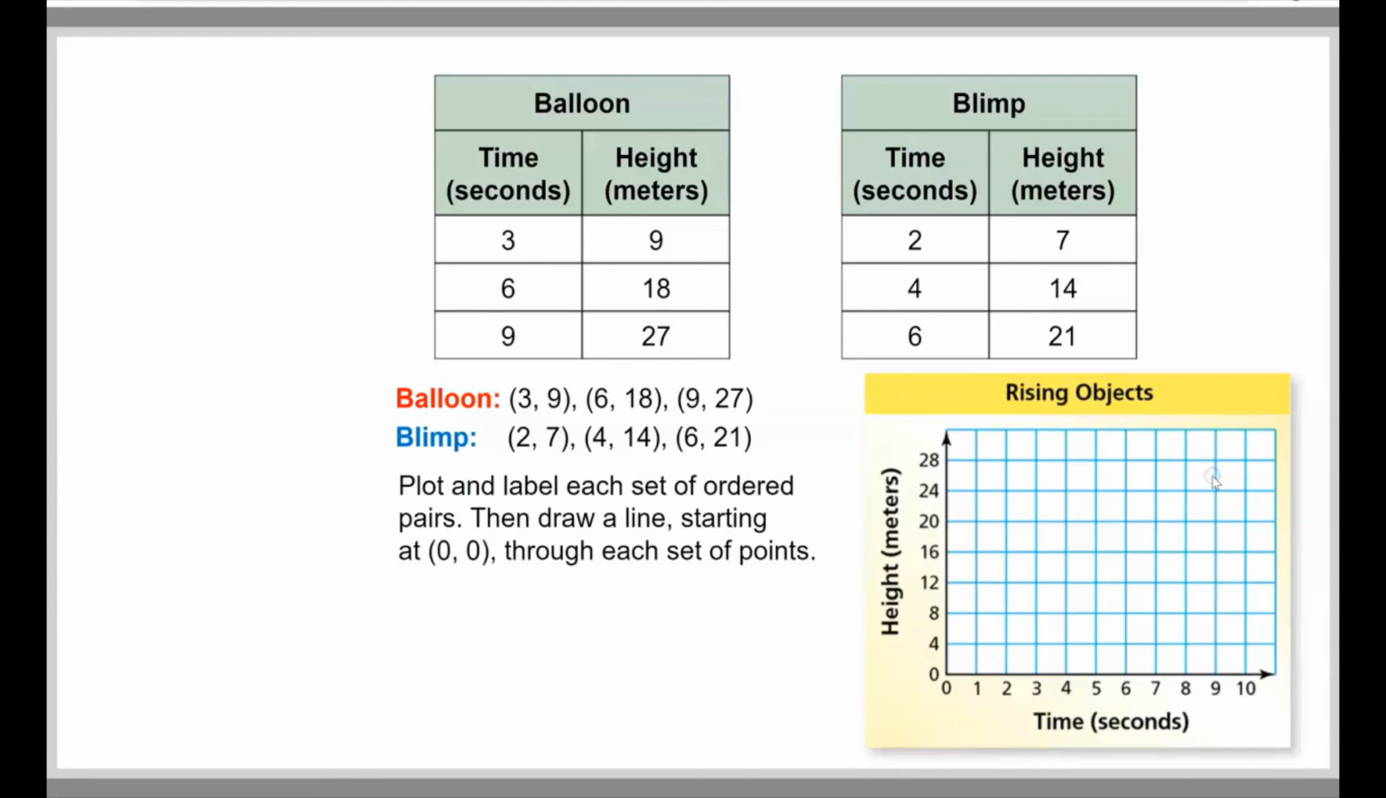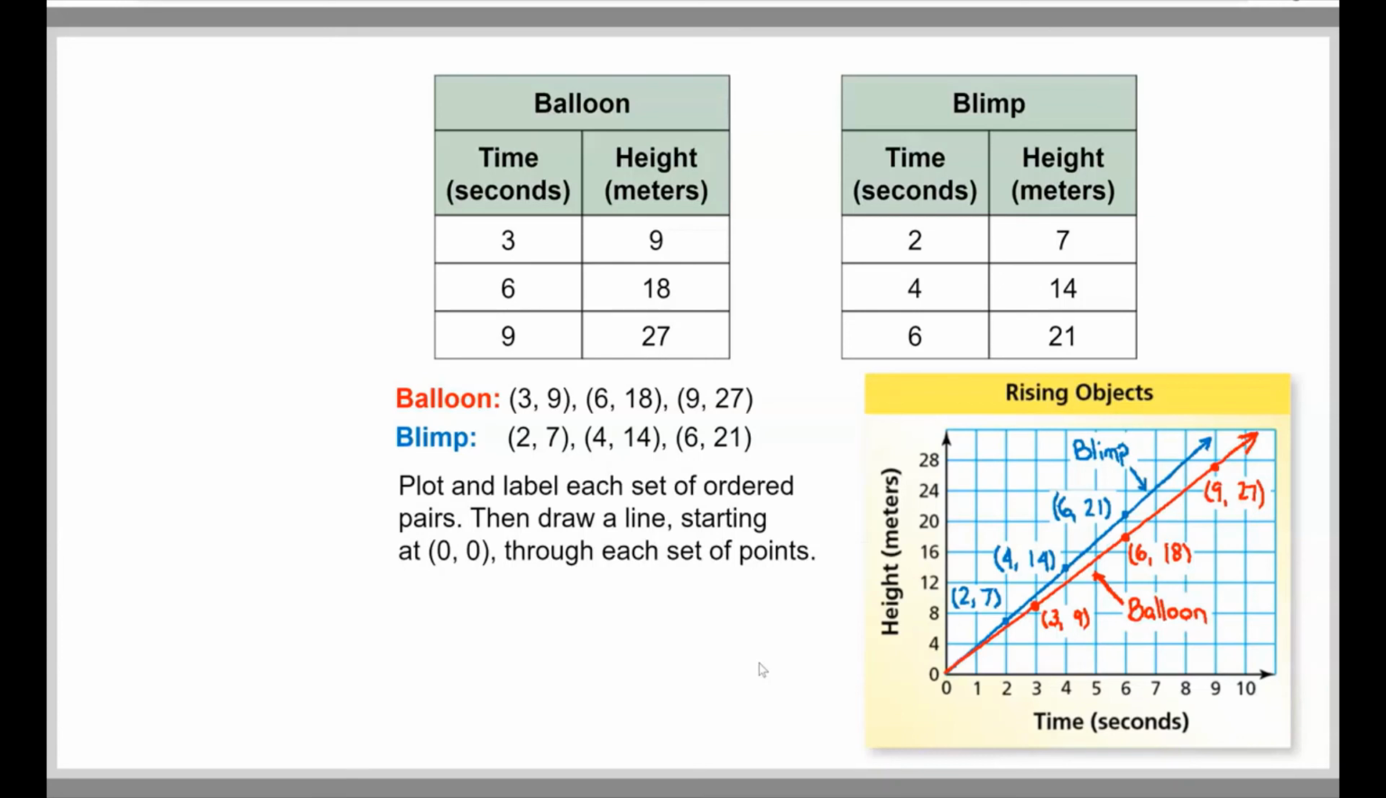So we plot those points and draw a line through it. And we can do the same for the blimp. So we'll have one at 2, 7, 4, 14, and 6, 21. And we'll draw our line there.